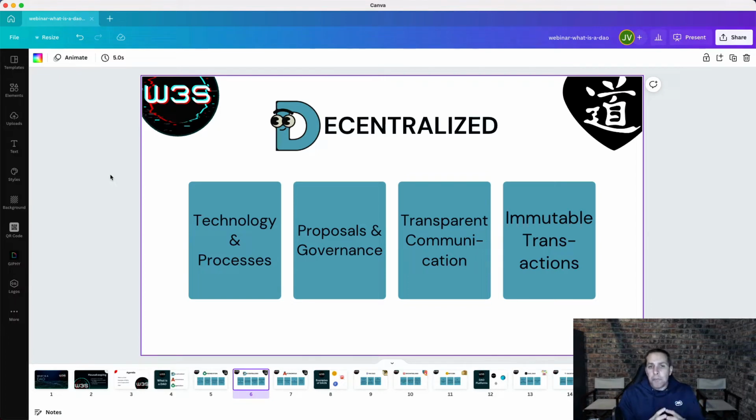So the other part of decentralization is the proposals and governance, right? It's not a central governance. It is decentralized. It gets spread out between individuals and members that join the DAO, and proposals are created, and DAO members need to go and vote on these proposals in order for certain decisions to take place.